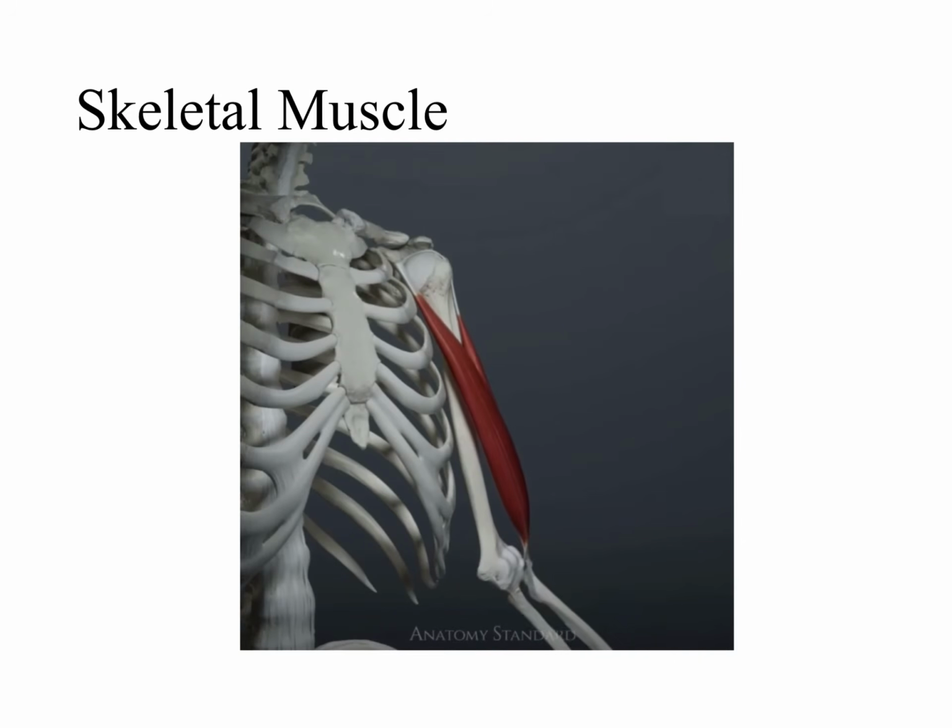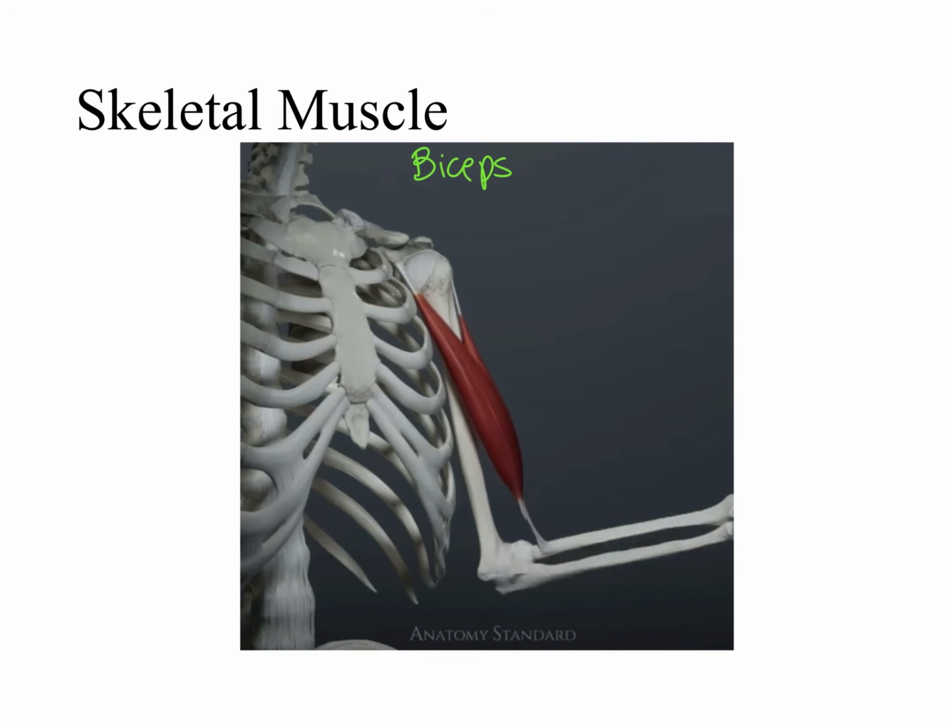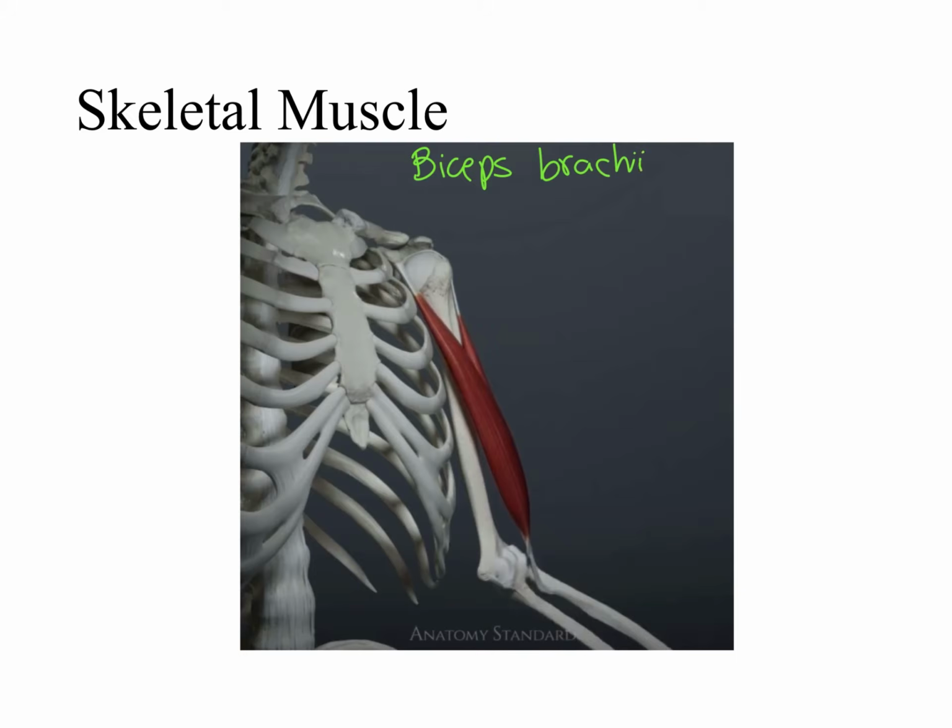Now let's take a look at our biceps brachii muscle. We studied this muscle in the lab, and we know that the biceps brachii muscle is a muscle in the anterior aspect of our arm.